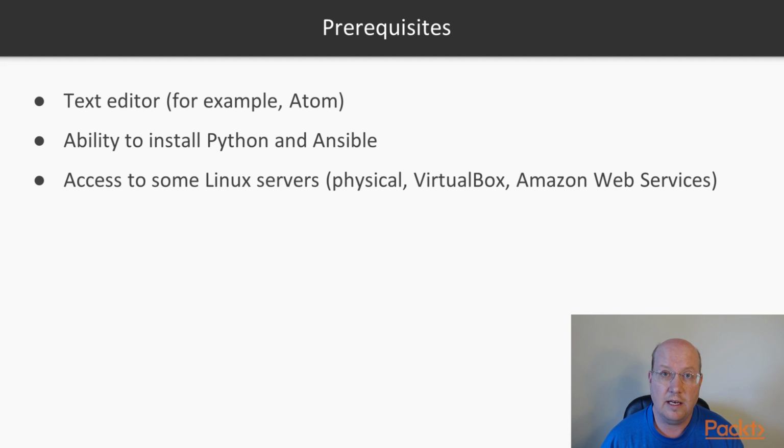There's only a few things that you need in order to follow along with this course. You'll need some kind of text editor. I use Atom in this course. You'll also need the ability to install Ansible, which will mean installing Python. And then finally, because we are working with a virtualized and containerized version of an application, you'll need access to some Linux servers. Those can be either physical, they can be virtualized using a hypervisor such as VirtualBox, or they can be servers in a cloud environment such as Amazon Web Services.